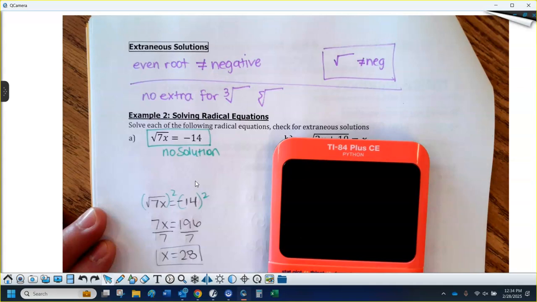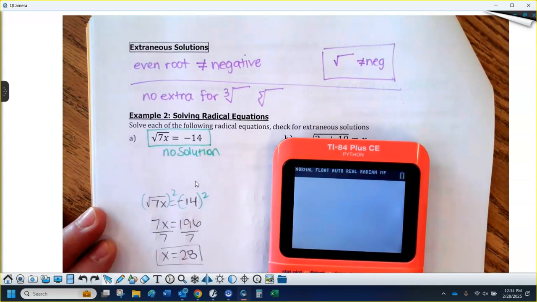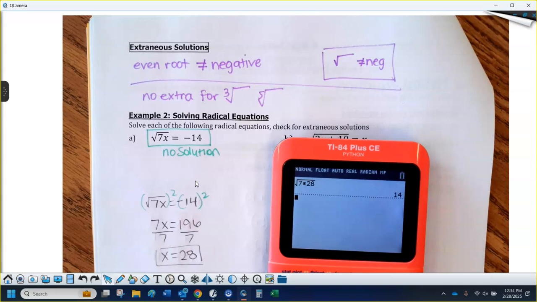But if you actually plug that into the original problem, if I do the square root of 7 times 28, you guys will see that that's positive 14, but that equation is actually equal to negative 14. So if you've got a square root equal to a negative number, just stop doing the problem right then and there because you don't have a solution.